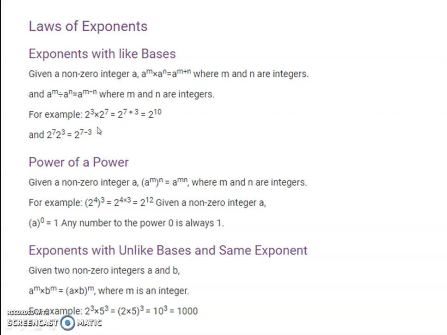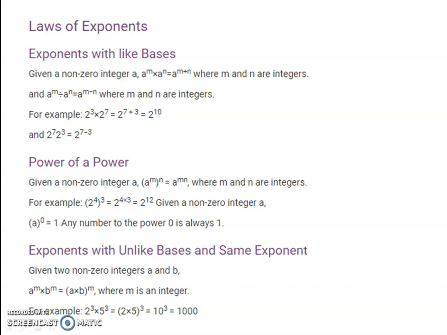2 raised to 3 into 2 raised to 7. Here both the bases are 2 and exponents are 3 and 7. You can see they are added together. 7 plus 3, 10. 2 raised to 10 is the answer. Here 2 raised to 7 divided by 2 raised to 3. 7 minus 3 is equal to 4. So the answer is 2 raised to 4.